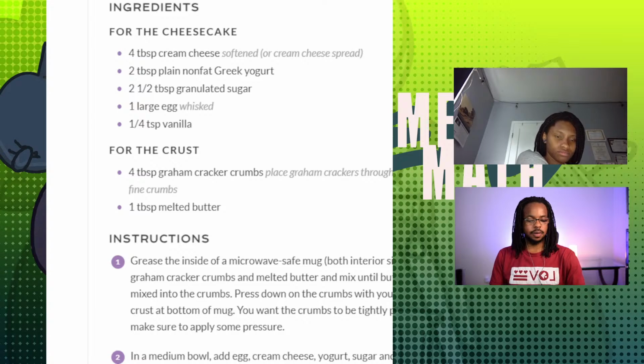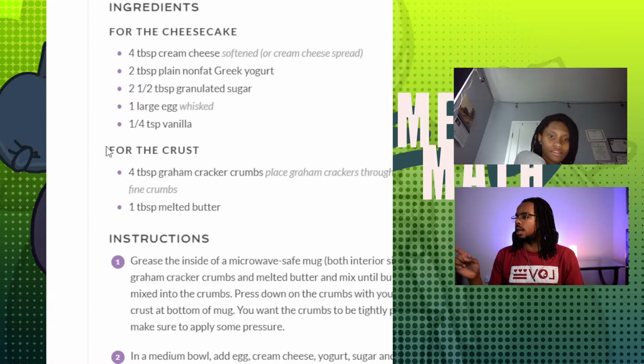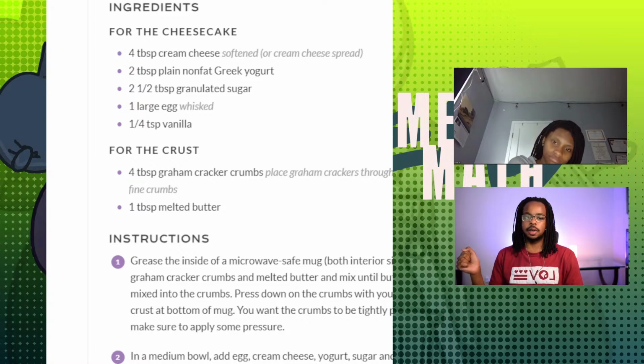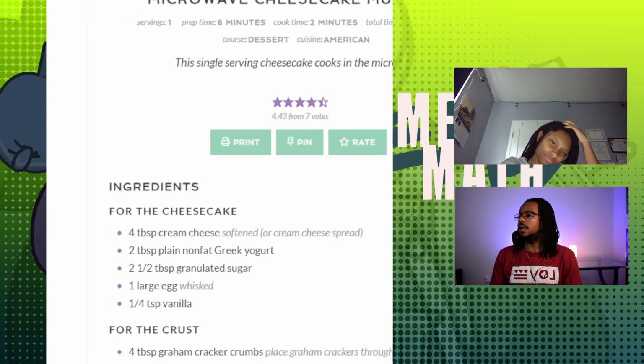Keep it pushing. Okay. Next up, that was a quarter teaspoon of vanilla. Now we got to the crust. So we've got 4 tablespoons of graham cracker crumbs. Sounds good. Yeah, this is for a mini cheesecake recipe.